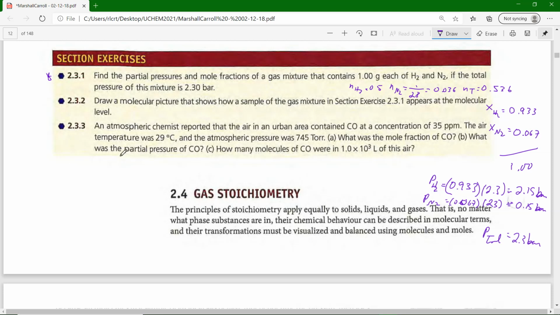Draw pictures, I don't care about that. 2.3.3, an atmospheric chemist. Oh, he has a good atmosphere. You know, I went to a restaurant on the moon the other day. The food wasn't bad, but the restaurant lacked atmosphere.